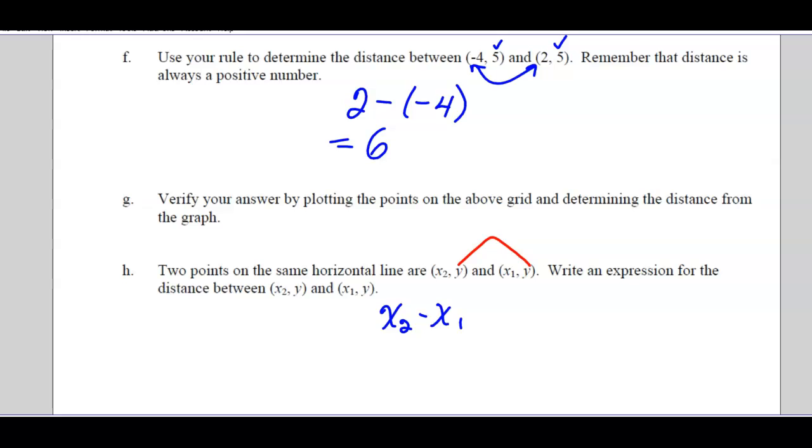Now, that's where if x2 was the smaller one, then you would need an absolute value. But we'll just leave it like that. We're going to see in the formula that we don't even need absolute values at all.